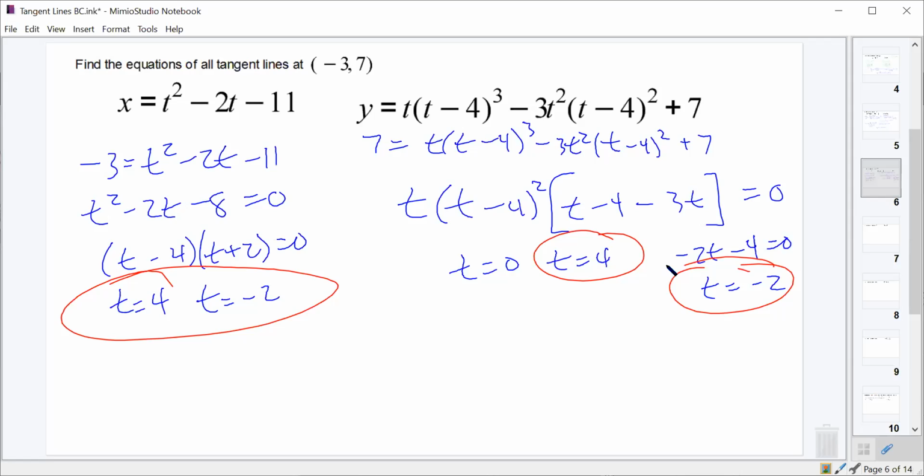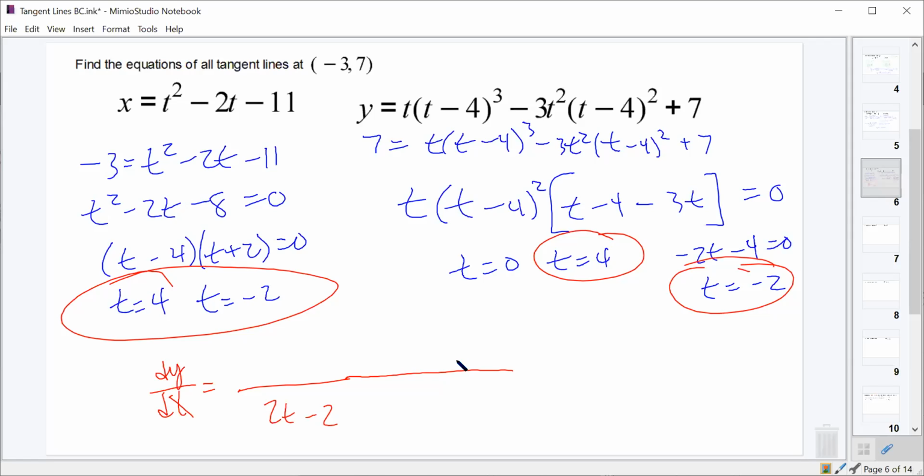All right, cool. So then we need to find our derivative. Finding our derivative is going to be a little bit of a pain, but not too terrible, hopefully. So how do we find our derivative? dy/dt over dx/dt, right? So our denominator is just going to be what? 2t minus 2.